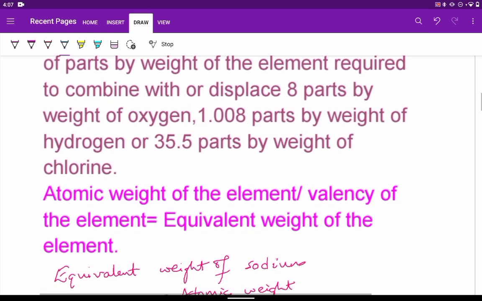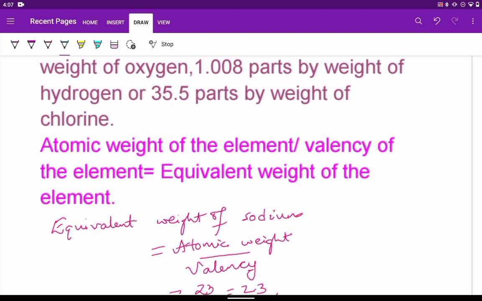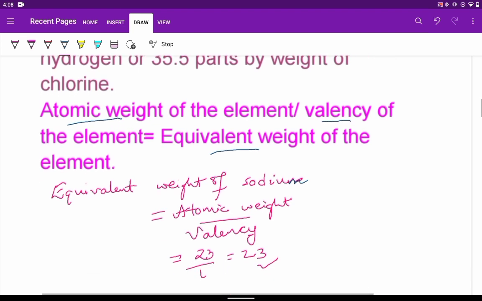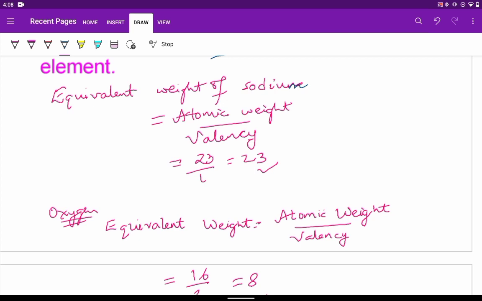Now for a particular element, the equivalent weight can be calculated if we know the valency. The atomic weight of the element divided by the valency of the element gives the equivalent weight. Atomic weight divided by valency. So, as in the case of sodium, atomic weight divided by valency becomes 23 by 1. We know valency for sodium is 1. So the equivalent weight of sodium is 23.